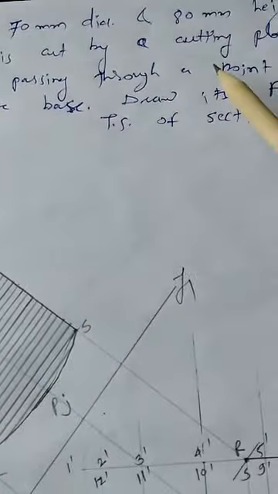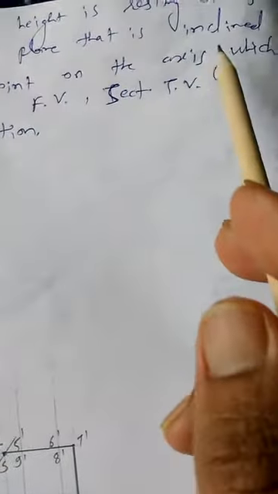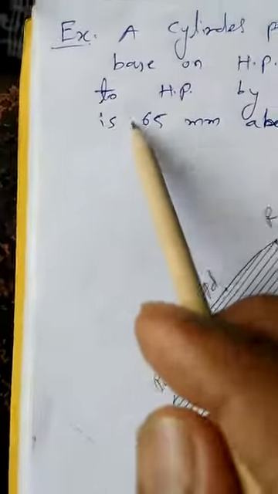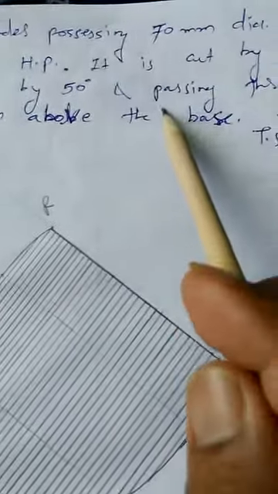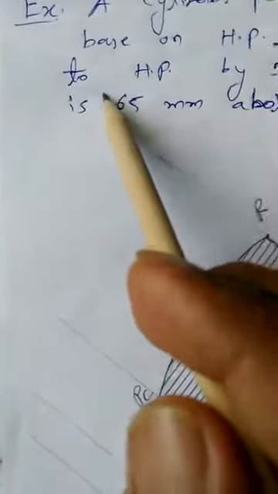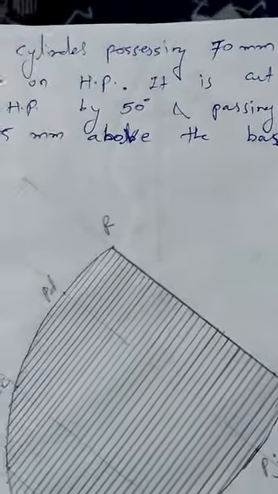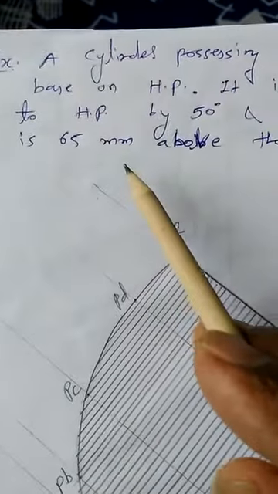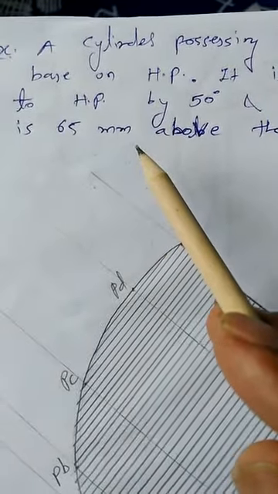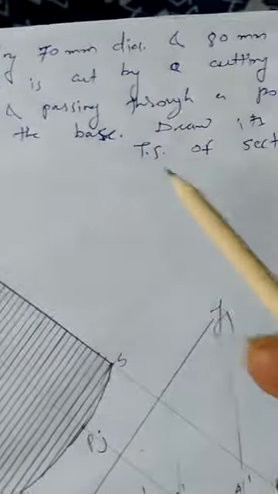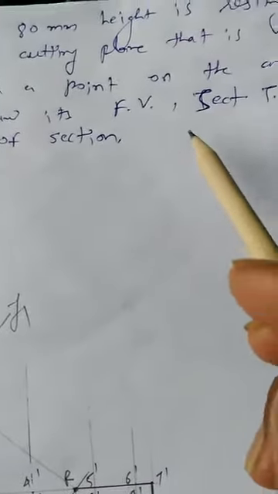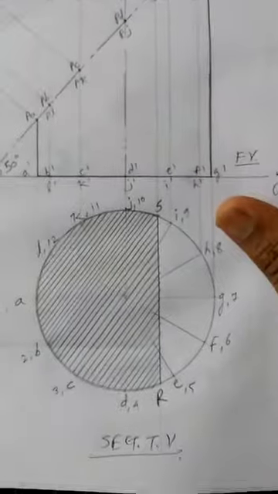It is cut by a cutting plane that is inclined to the horizontal plane by 50 degrees and passing through a point on the axis which is 65 mm above the base. So instead of giving below the top face, here the distance of the point through which the cutting plane is going to pass is mentioned as 65 mm above the base. Draw its front view, sectional top view and true shape of the section. As usual, the same three kinds of solutions are expected from this construction.